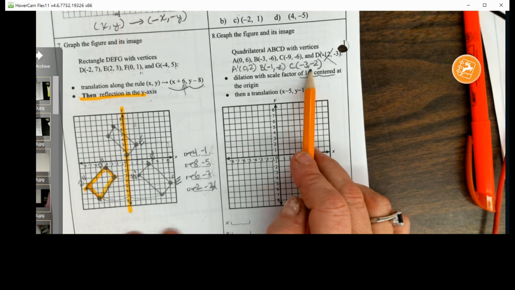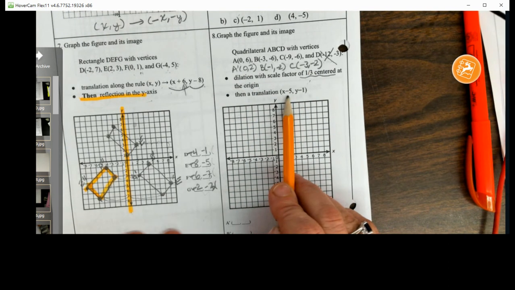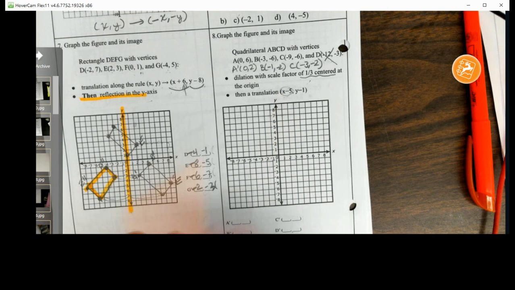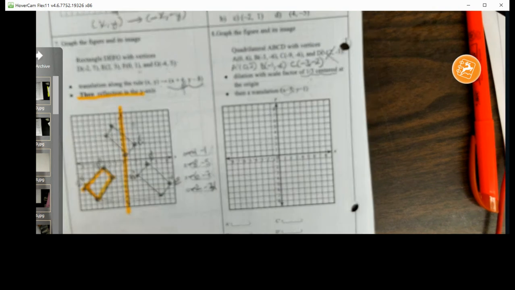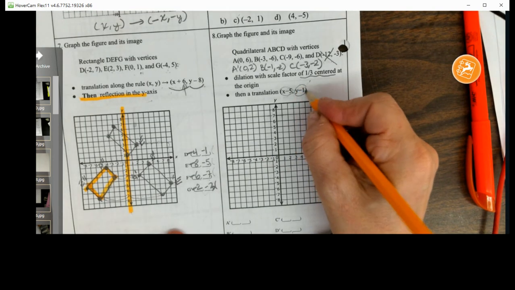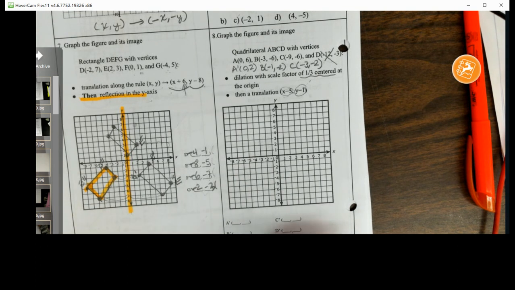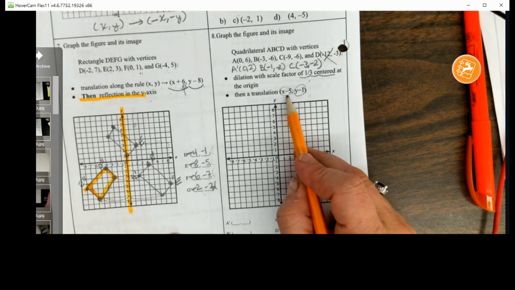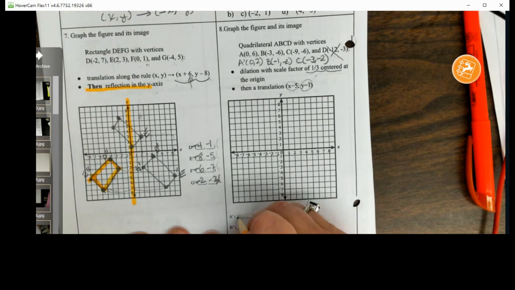Once I have those 3 points, we're then going to translate it. All the x values we're going to subtract 5 from, and all the y values we're going to subtract 1 from. So when I go through this, I have 0 becomes negative.